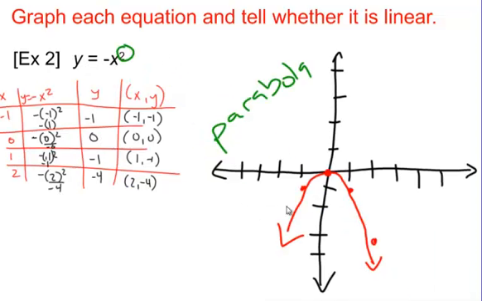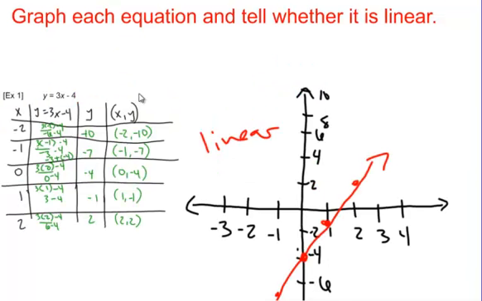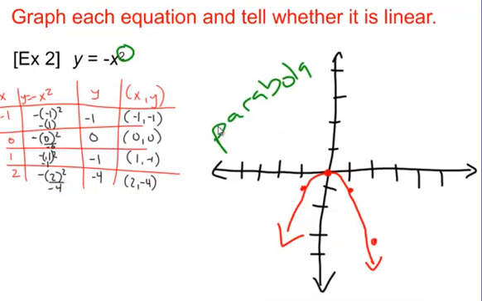Any point on this parabola is a solution, right? Any point on this line is a solution to y equals 3x minus 4. Linear, straight line, right? Non-linear, not a straight line. All right, great job.